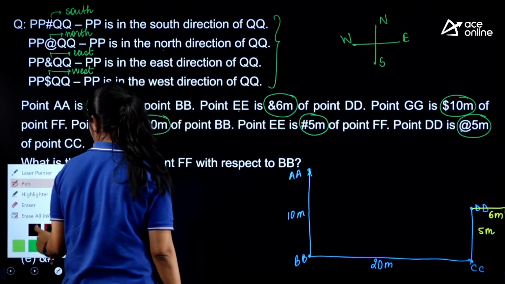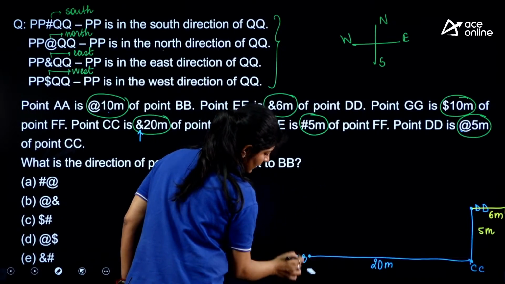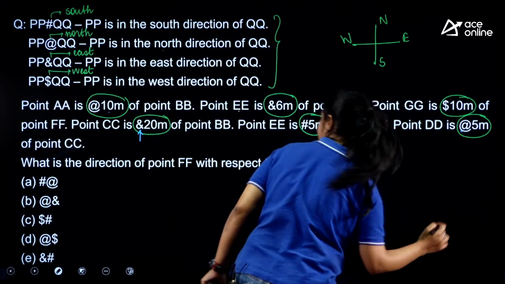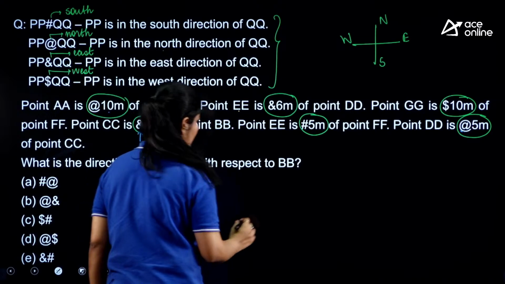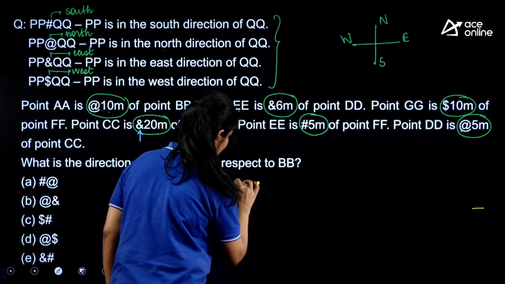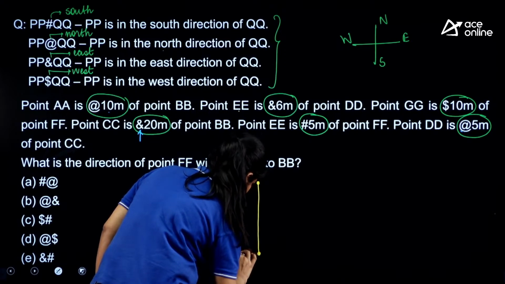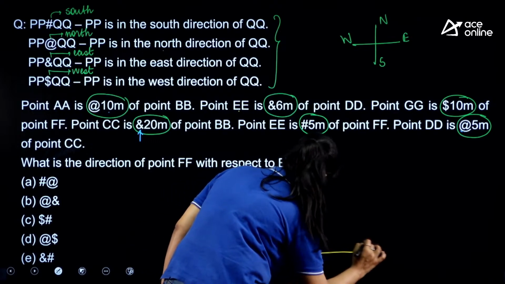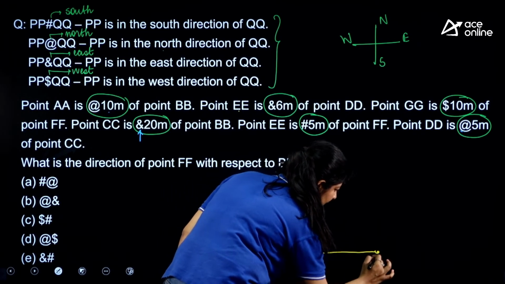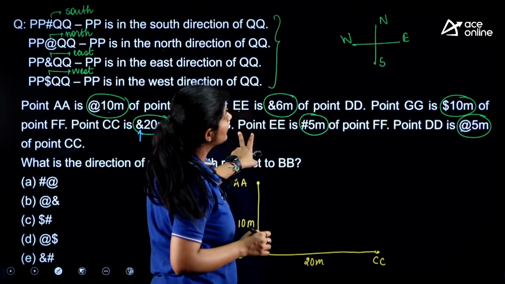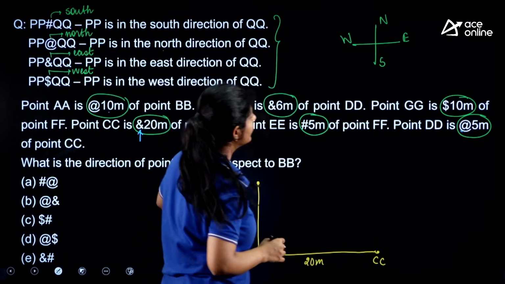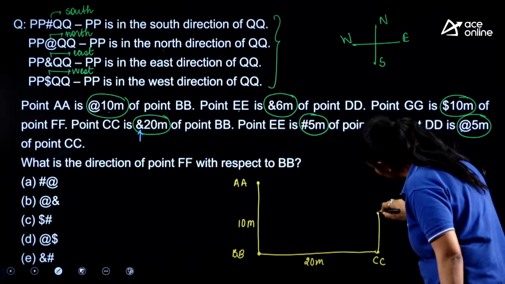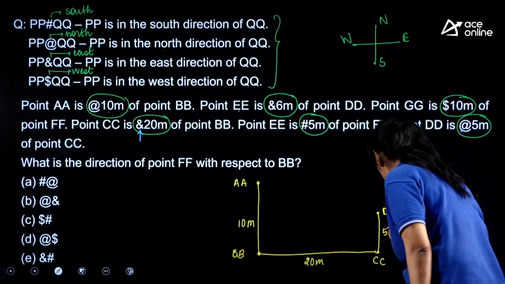It's better if I shift my diagram a little to the left side. Here, let's suppose this is my point A, point B, 10 meter, 20 meter, point C. Now with the help of C, we have to draw point D, that is north, 5 meter north. So here we can assume that this is my point D at a distance of 5 meter.